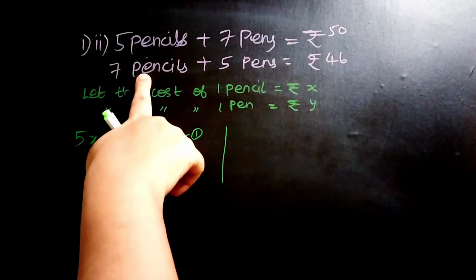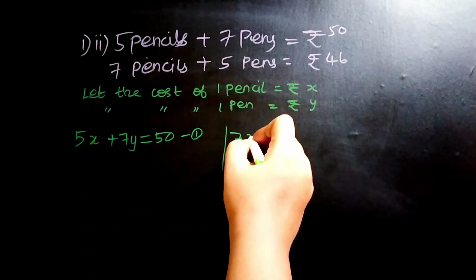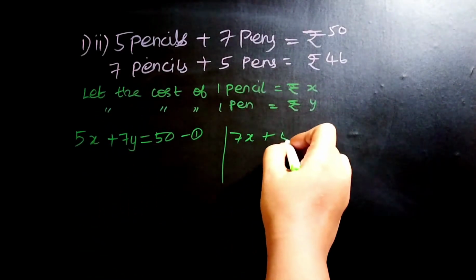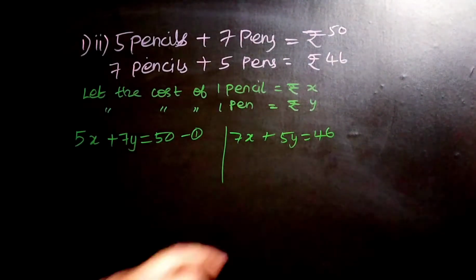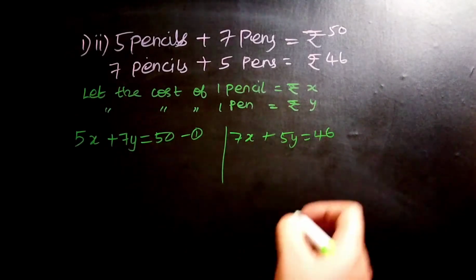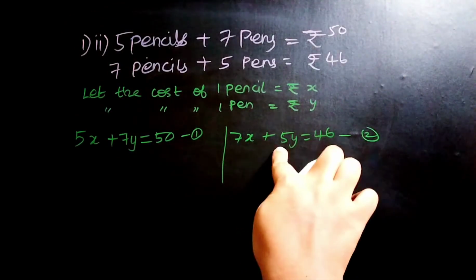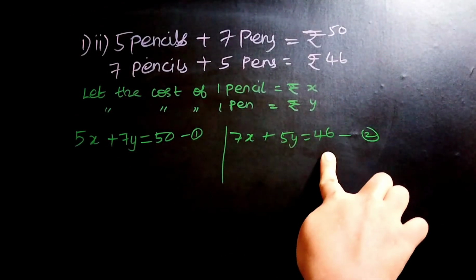Same way, 7x plus 5y equal to 46. Here also we cannot simplify. So we are just having it as it is. If we have any number common throughout to divide, we can do that.